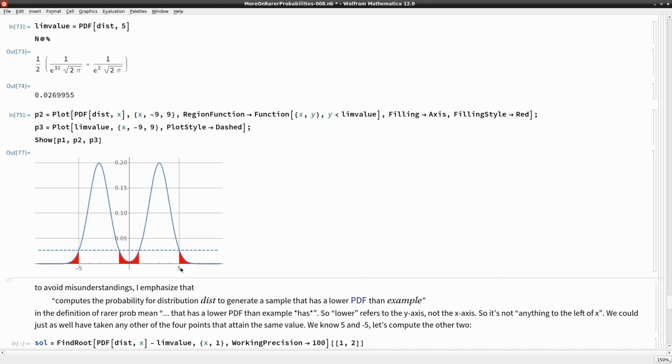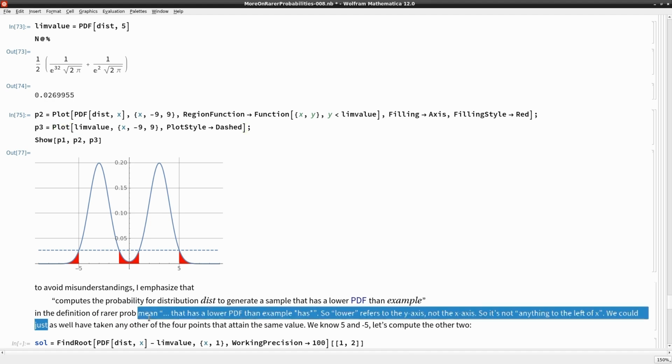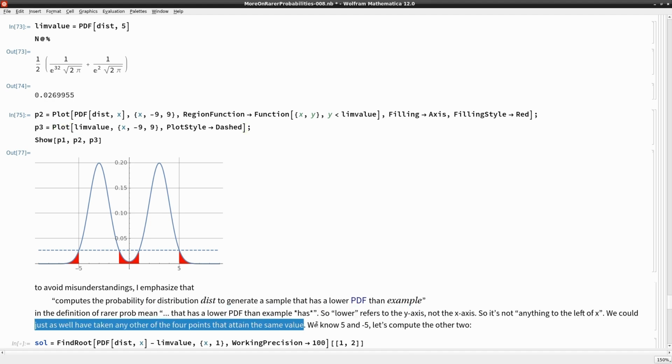It's not that with lower we mean everything less than the cutoff. We had picked a cutoff of 5, so it's not everything to the left of it. It is everything that is below the value at the cutoff point, right? Everything that is now in red under this cutoff level, which is limValue, right? So we could just as well have taken any other of the 4 points that attain the same value. It's not that I need to define this level with the right 5 here.